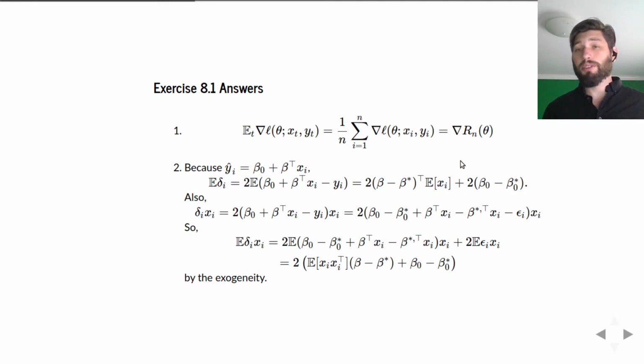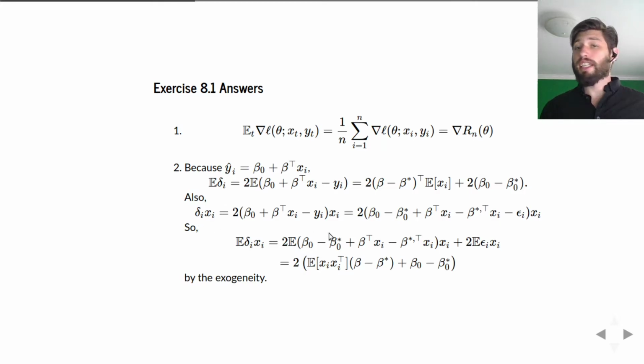Subtract off their true mean or a good estimate of it, and then this is 0. This expectation of xi is 0, and then we'd only be updating based on the intercept. So let's look at the delta i times xi term. We have 2 times beta naught plus beta transpose xi minus yi. That's the same delta i term here, and then just multiply by xi.